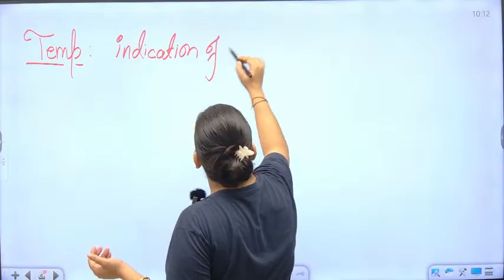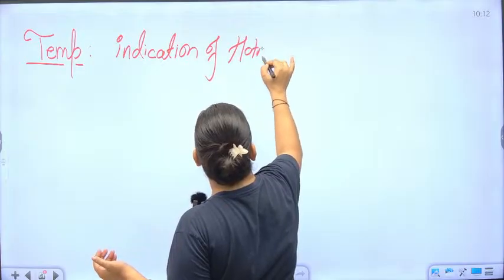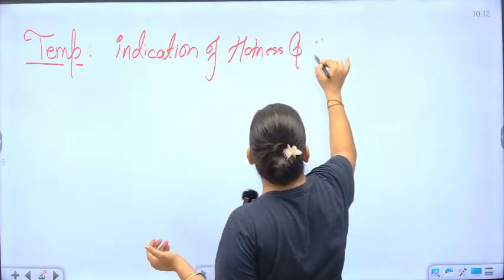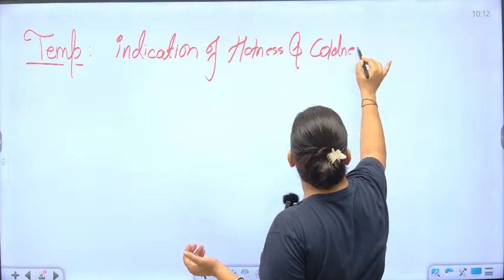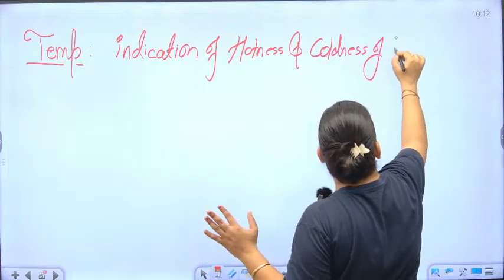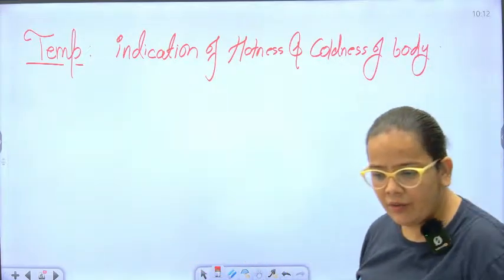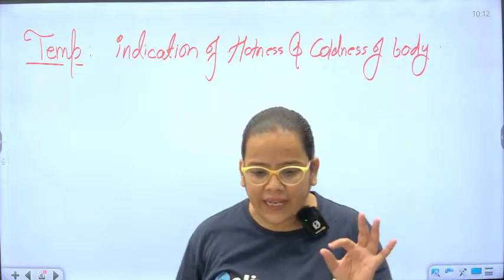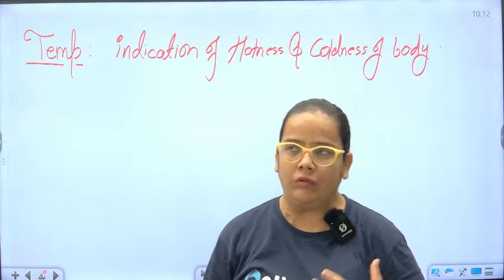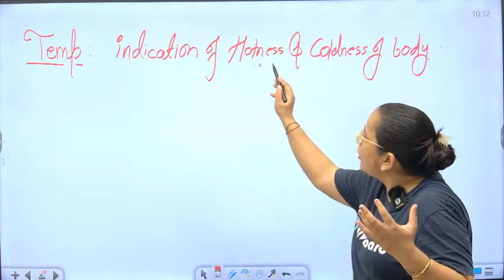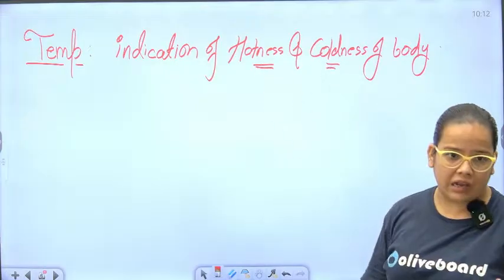of hotness and coldness of any body or of any object. Clear? So basically temperature measures hotness and coldness. See why this hotness and coldness occur.